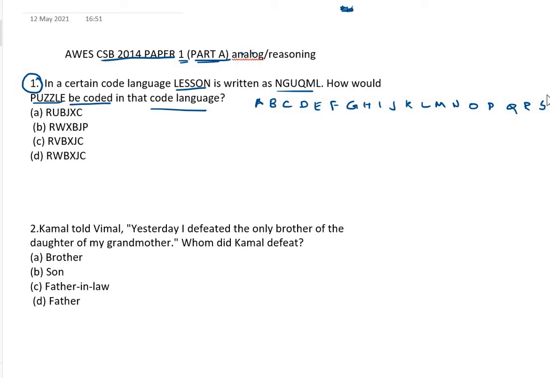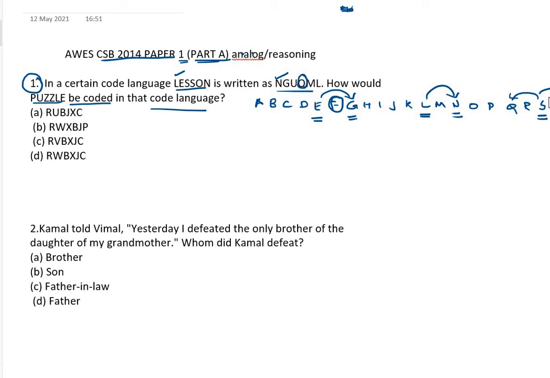So how are they related? L is coded as N. L is here, so skipping one letter, they have written N. L to N, E to G. So they have chosen alternate letters, leaving one letter in between and then writing the next one. Move to the next: S means U. But next, for the same S, they have written Q. So I think it is in the reverse order.